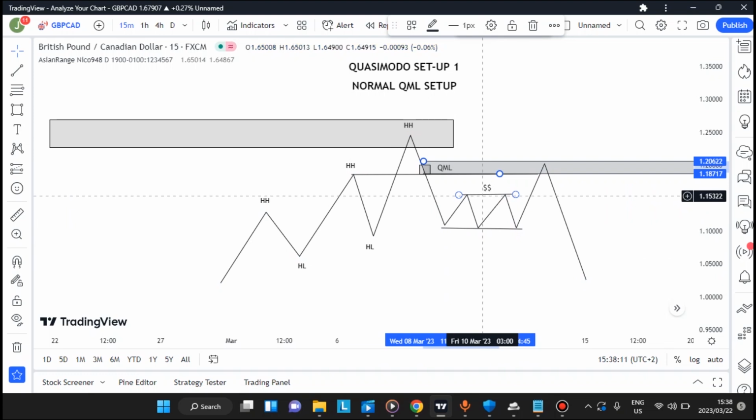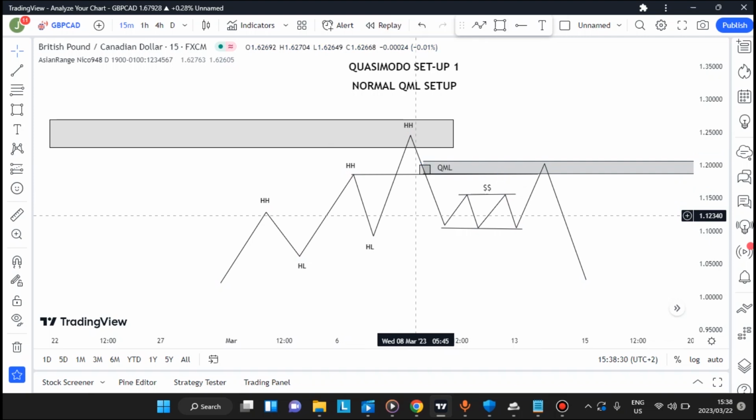There has to be liquidity. If you don't see liquidity, you don't trade, because if you don't see liquidity, you are obviously going to be the liquidity. It's very likely for an order block to be here. There's always going to be an order block.